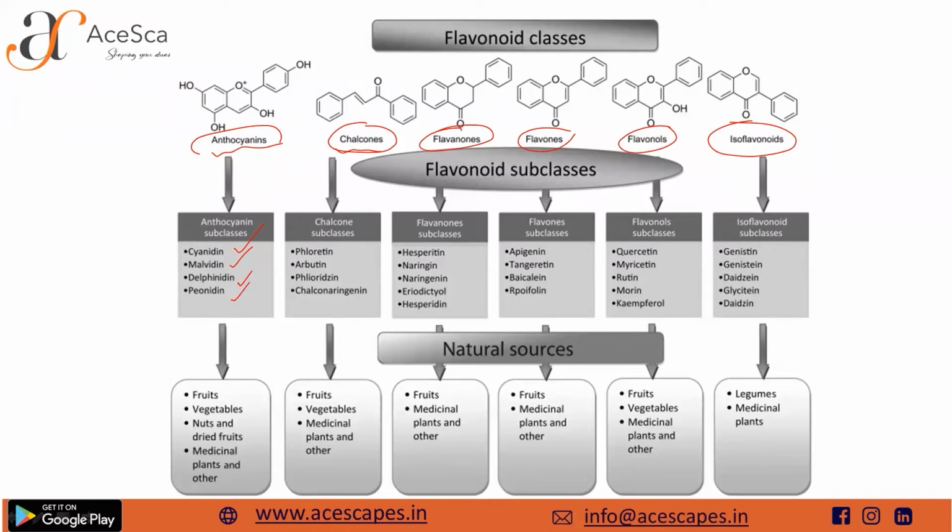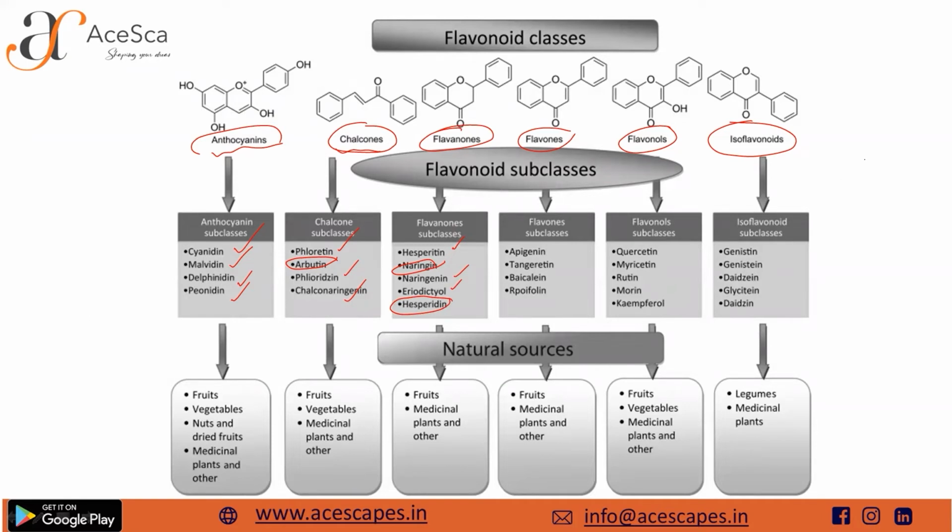And some of the chalcone compounds include phloretin, arbutin, phloridzin, chalconaringenin. And some examples for flavanones include hesperidin, naringin, naringenin, eriodictyol, hesperidin, and some other examples for flavonoids and isoflavonoids are given.